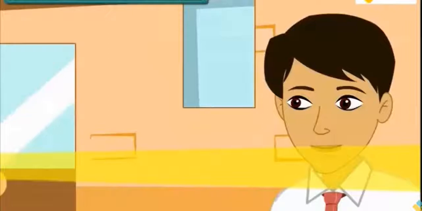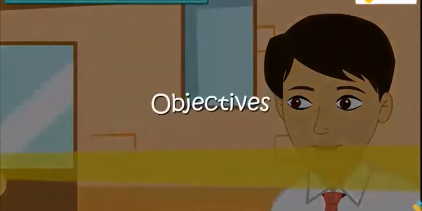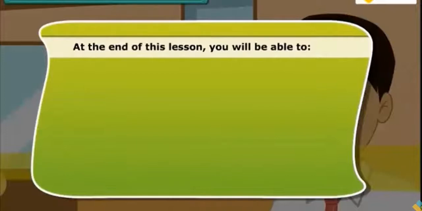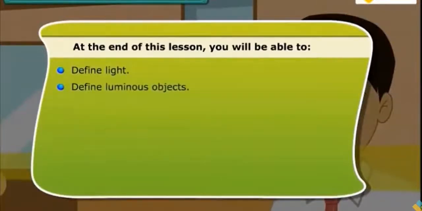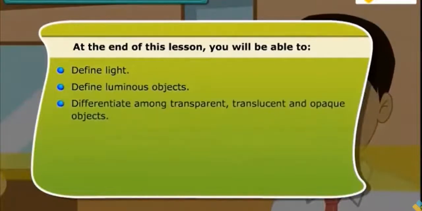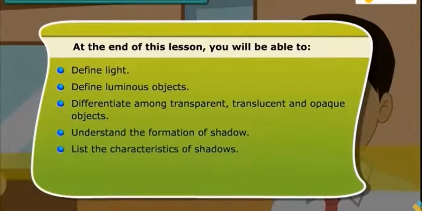In this lesson, we will discuss light, shadows, and reflection in detail. Objectives. At the end of this lesson, you'll be able to define light, define luminous objects, differentiate among transparent, translucent, and opaque objects, understand the formation of shadow, list the characteristics of shadows.